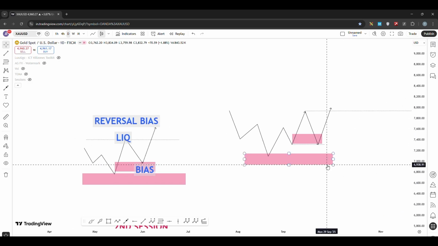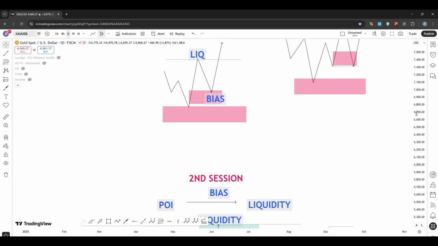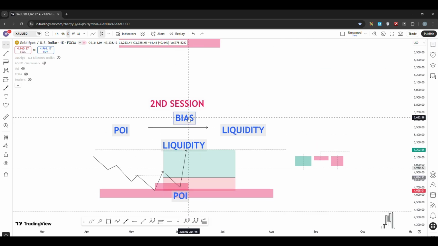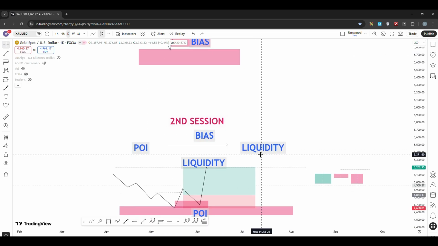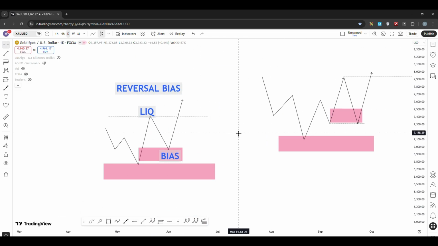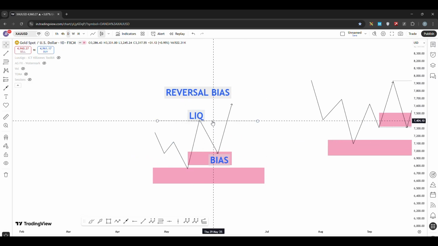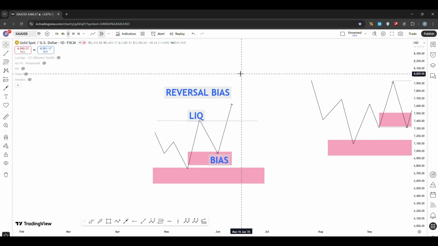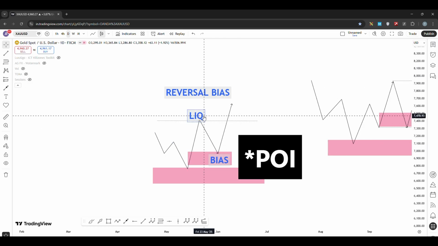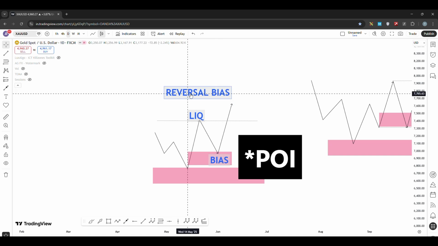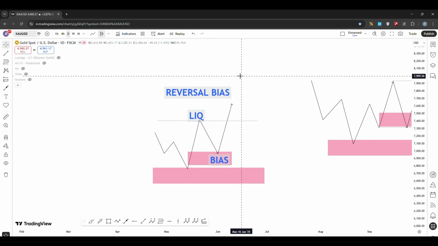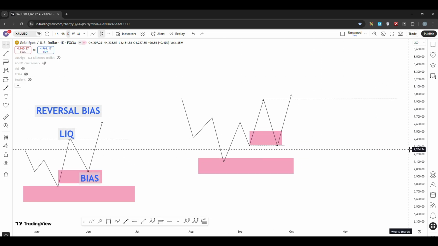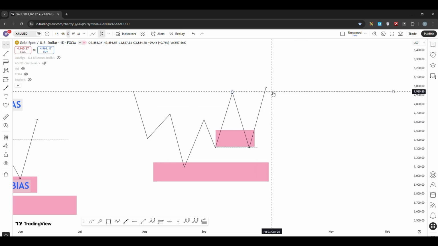Now these are the three most common types of move that you see in a market. First one is bias, which we will be trading, and bias is between a POI and a liquidity. Second one is a reversal bias, which is after market takes out the liquidity, then market will give a move to a POI before continuing in its direction. This is a move between liquidity and a bias, and this is called reversal bias. Now we do not really trade this setup because this is against our higher trend. The third move can be between a liquidity and a liquidity.